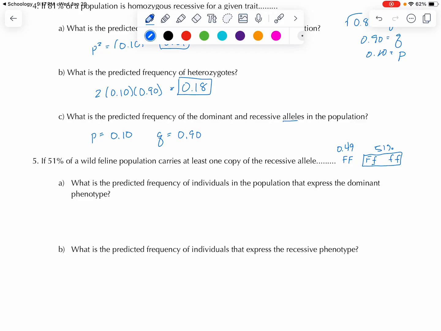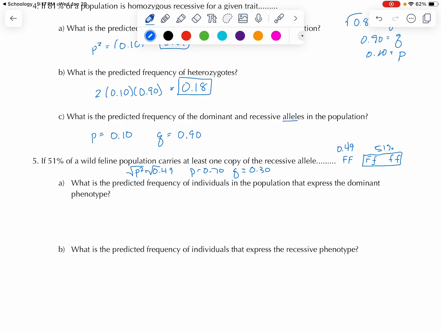So what we need to do, so homozygous dominant P squared equals 0.49. Take the square root of that to get to P. P equals 0.70. Q equals 0.30. Got my P and Q. And we'll go ahead and figure out the rest.